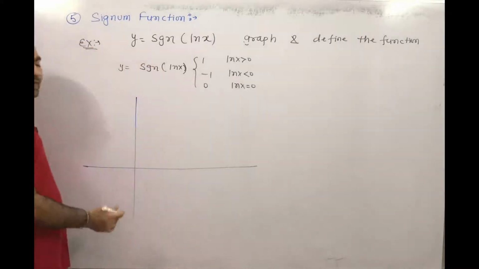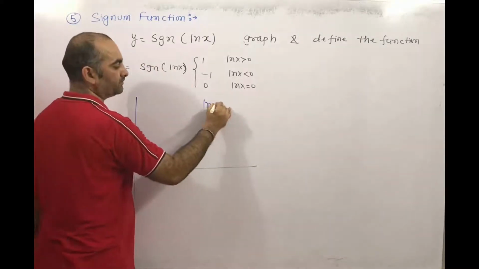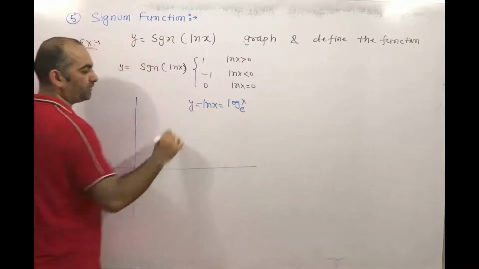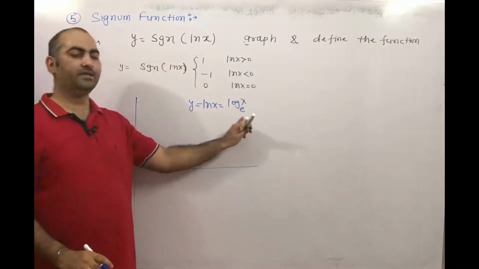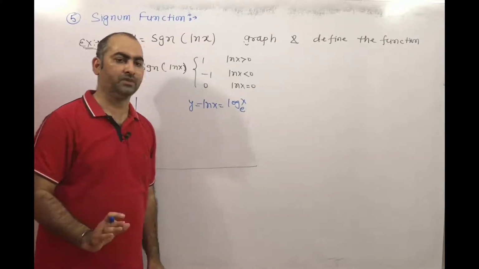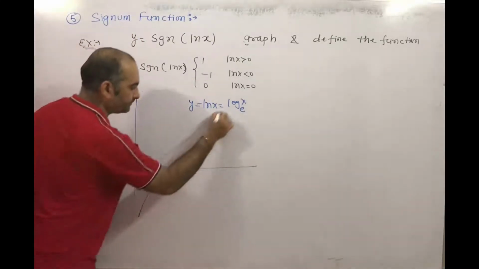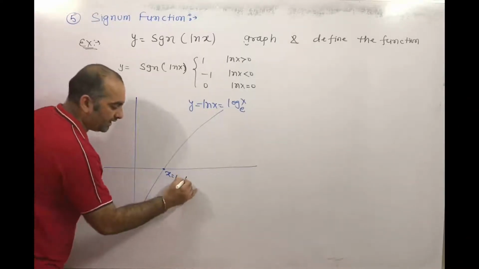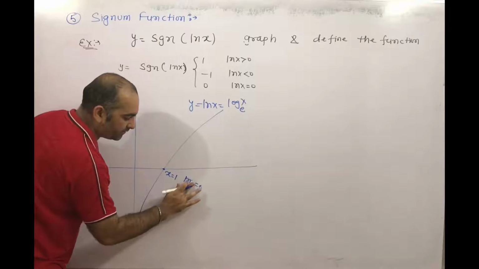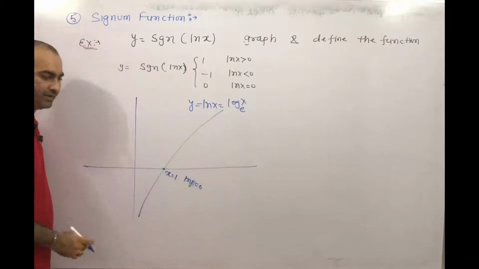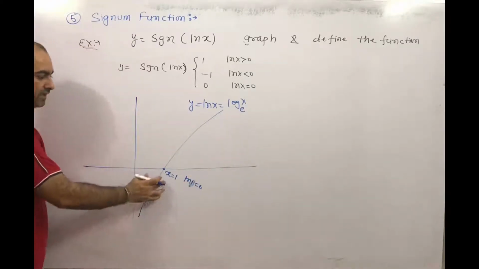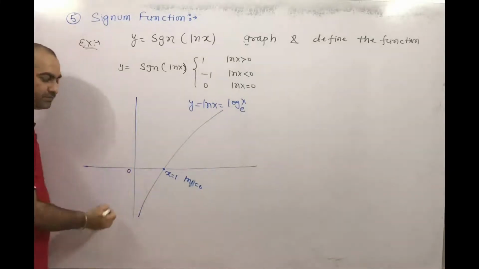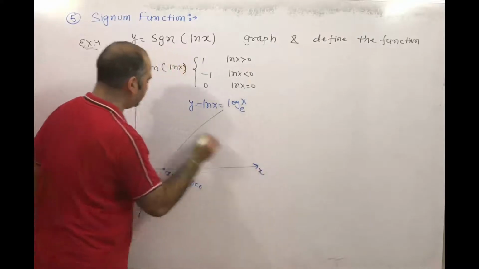So ln x is nothing but log x base e. So first we are drawing this graph. Base is e, and e is always greater than 1. So this graph will come like that. This point is x equal to 1. At x equal to 1, ln x is 0. ln 1 is 0. So at x equal to 1, the value is 0. This is the x-axis and this is the y-axis.